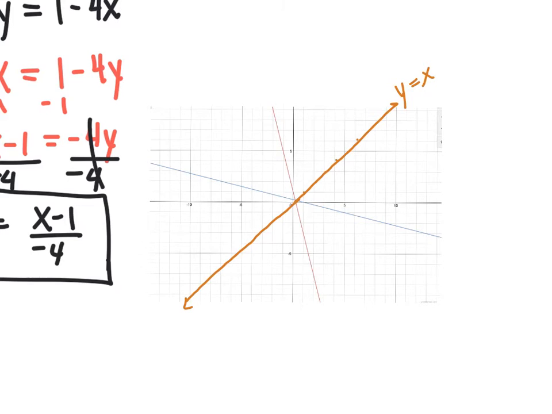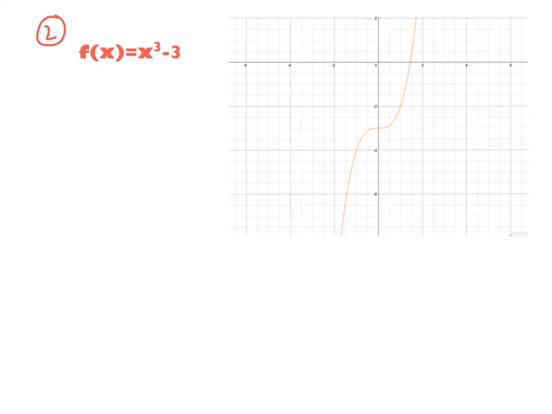So again, that was a friendly review problem. We're going to get into some pretty nasty ones in the next upcoming slides here. So example 2, f of x equals x cubed minus 3. So the first thing I wanted to do is grab my calculator and get a quick sketch of it.